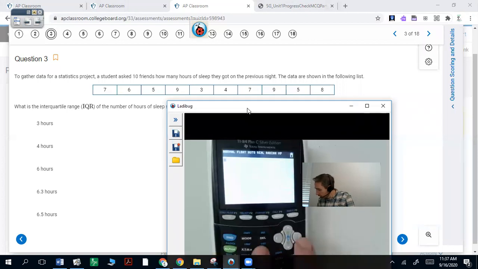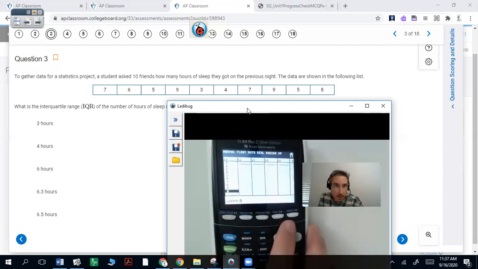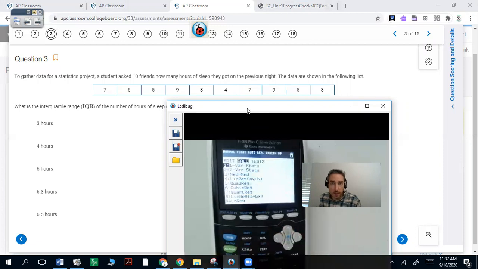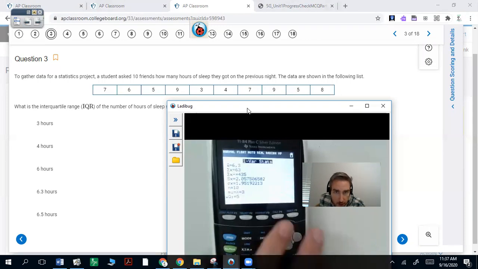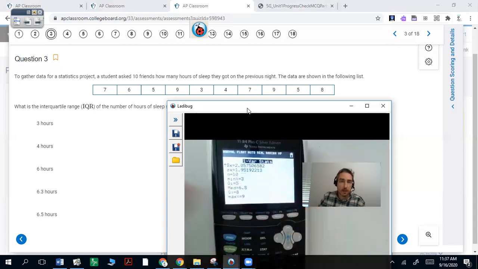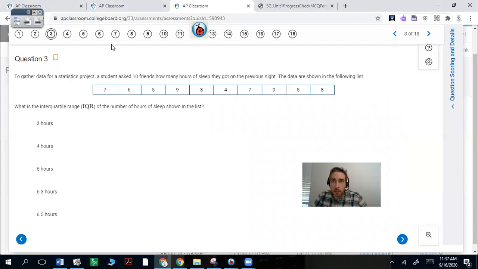We're going to go ahead and go to stat, edit, and in L1 you do 7, 6, 5, 9, 3, 4, 7, 9, 5, 8. So there should be 10 numbers in there. And then you're going to go to stat, calc, one variable stats, calculate, and your quartiles are 5 and 8. Q1 is 5, Q3 is 8. IQR is the difference, so 8 minus 5 is 3.